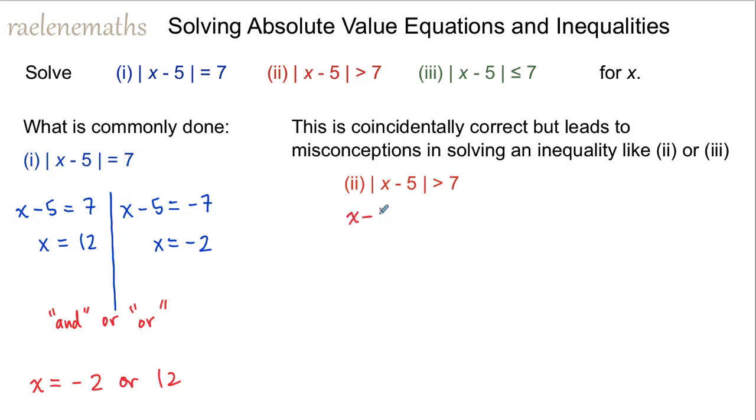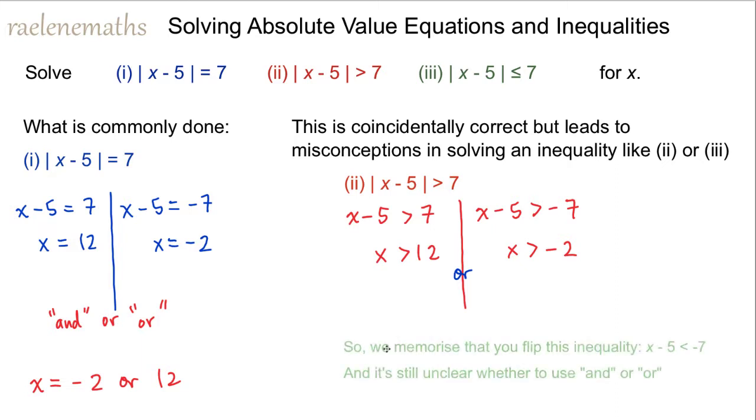If we do the same thing and say x minus 5 is greater than 7, vertical line, then x minus 5 greater than negative 7, we end up with two statements, one that says x is greater than 12, and the second says x is greater than negative 2. If we choose or again here, this doesn't really make sense. X is greater than 12 or x is greater than negative 2. We would only need the x is greater than negative 2 to satisfy this. And it turns out that this method is incorrect.